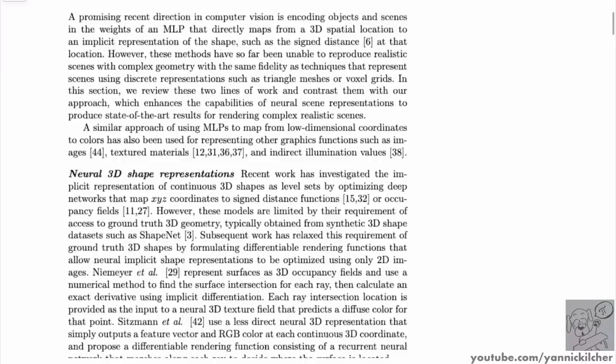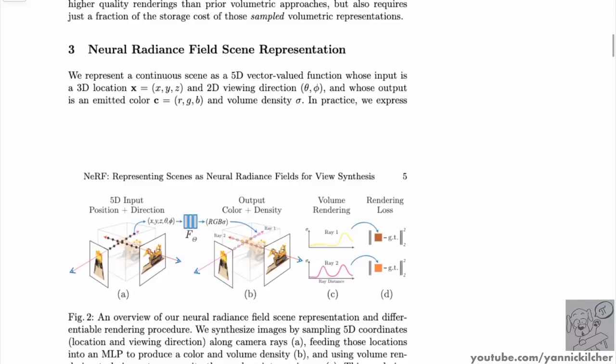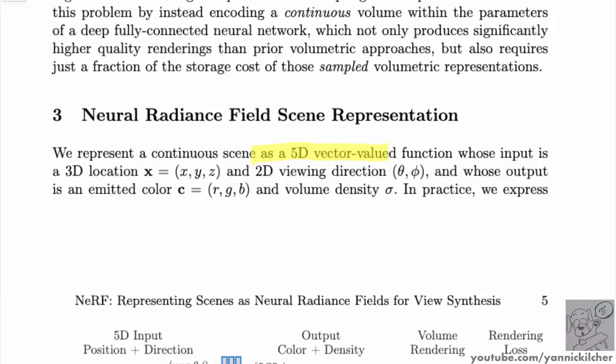And yeah, here is, I think, where they get into it. We represent, they say, a continuous scene as a 5D vector valued function. And this function is going to be a neural network. It has a 5-dimensional input, and the output is going to be a color, which is 3 dimensions, and a density, which is 1 dimension. So the input is a 3D location and a 2D viewing direction, and the output is a color and a volume density. In practice, we express direction as a 3D Cartesian unit vector.